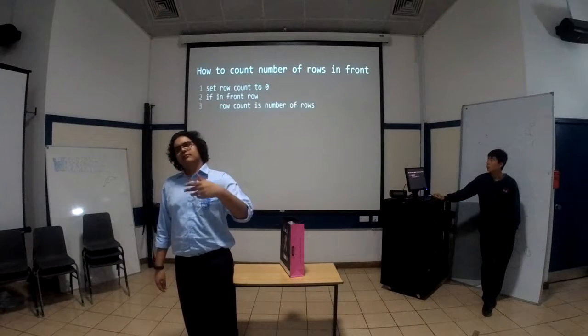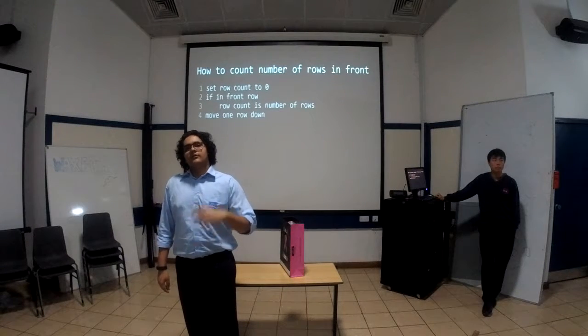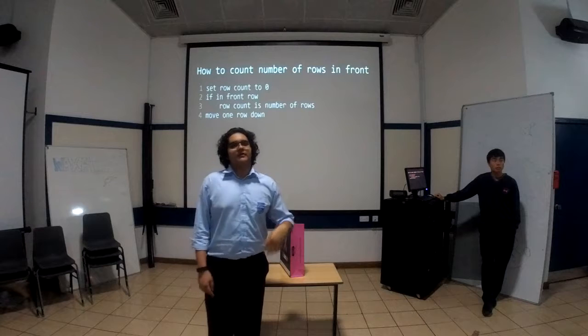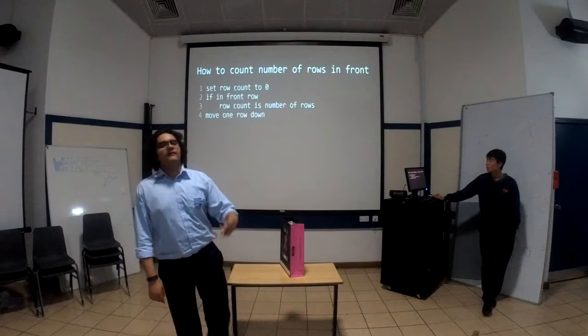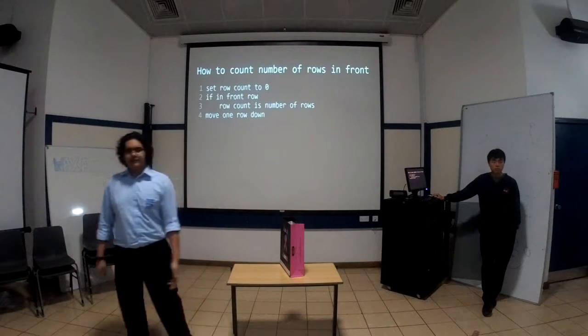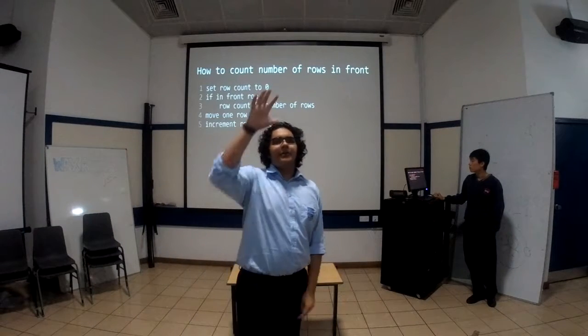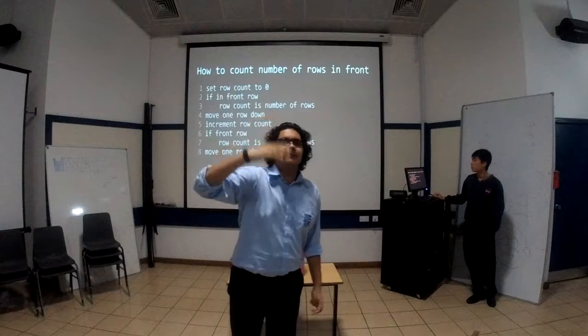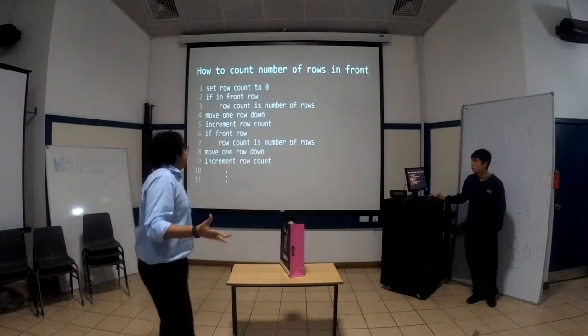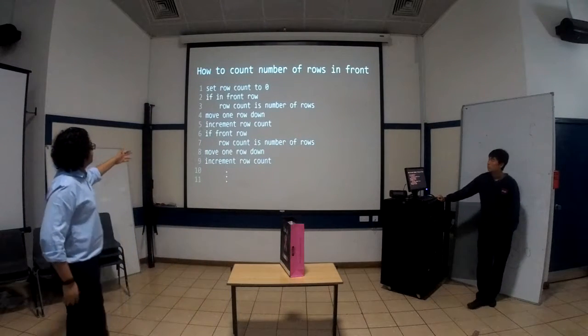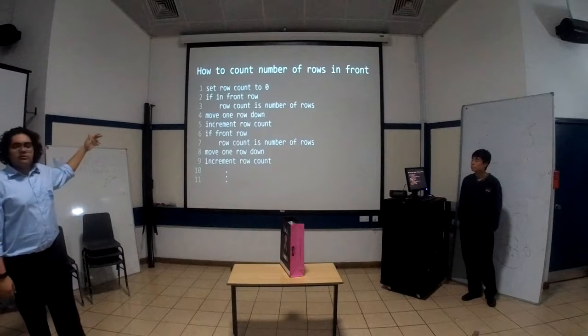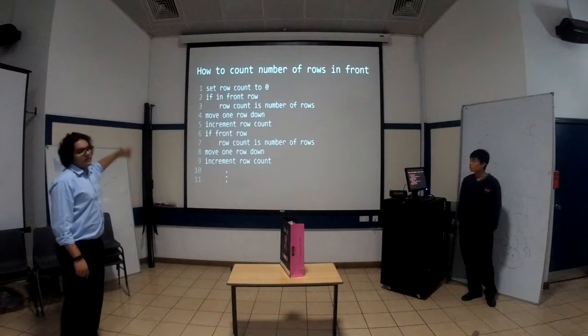Now there's 1 row. Move forward again. 2 rows. Move forward again. 3 rows. 4 rows. 5 rows. 6 rows. 7 rows. So he's counted the number of rows in the lecture theater by starting at 0 and then adding 1 each time he moves down. It's an iterative process. As we can see here, we move 1 row down and we increment the row count, and we keep repeating this again and again.